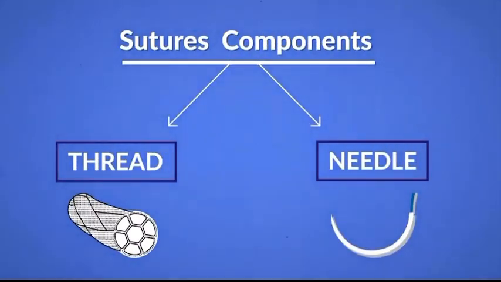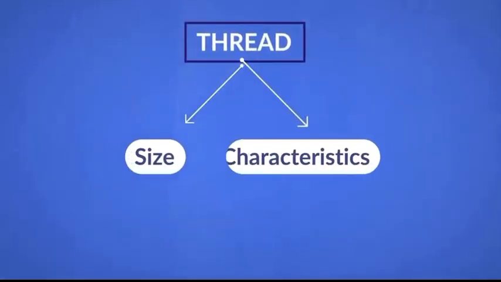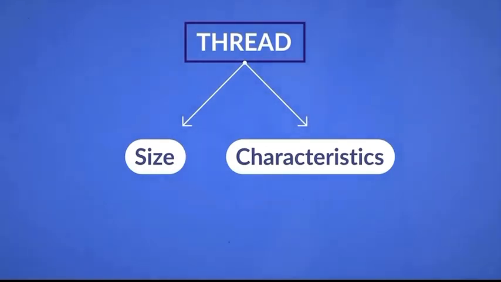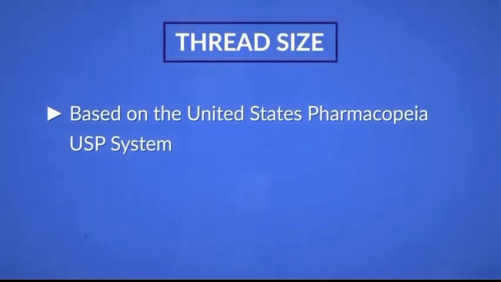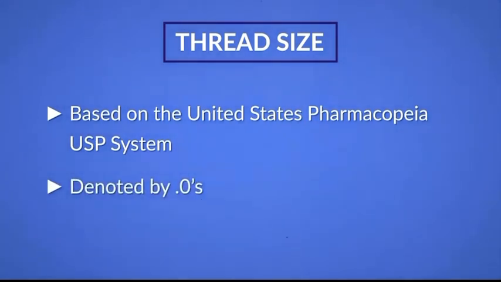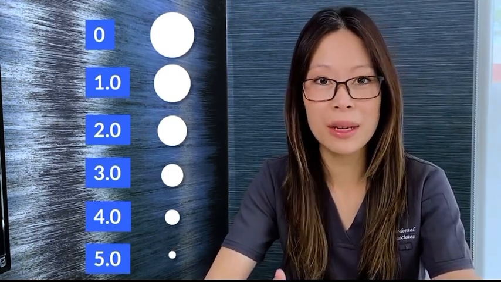We will start with the thread. The thread can be described by either its size or its characteristics. The size is actually not based on diameter or width of the suture, but it is based on the United States Pharmacopoeia or USP system and is denoted by point O's. The nomenclature is a bit counterintuitive, but the higher the number, the smaller the thread size. For example, a 3.0 gut will have a thicker thread size than a 4.0 gut.